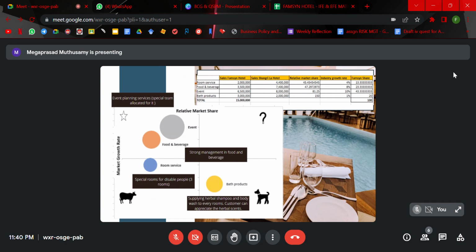Lastly, the fourth business unit is bath products, which is positioned in the dogs category or quadrant. This shows that the bath products have a low relative market share position and compete in a slow market growth industry, and these products are not generating much profit for the business. For bath products, our business applies herbal shampoo and body wash.